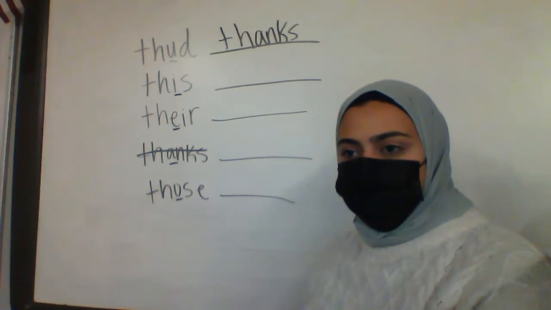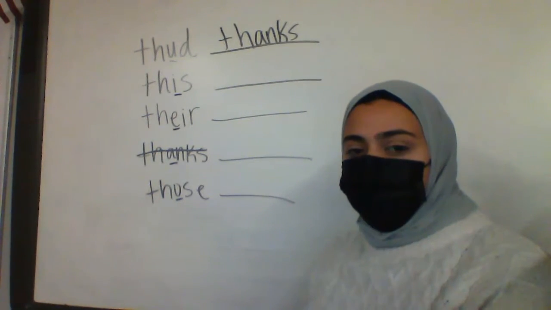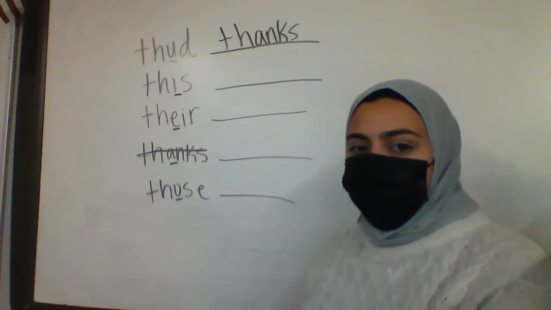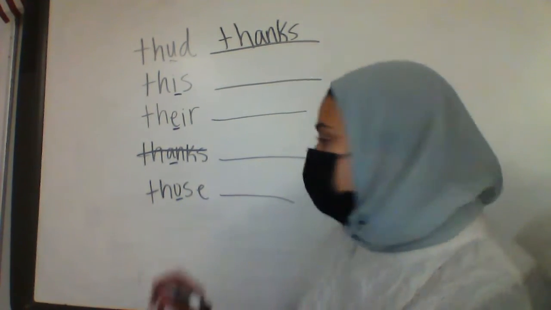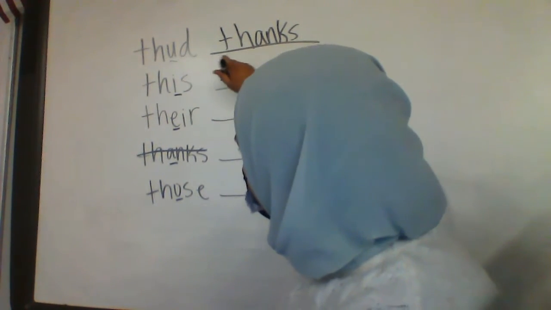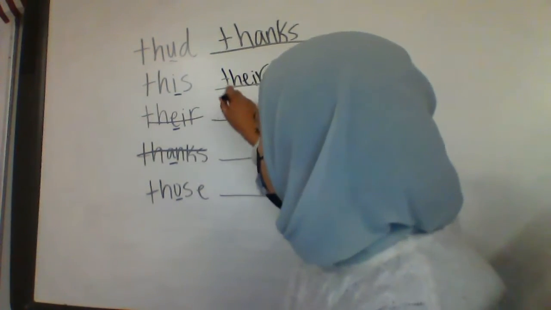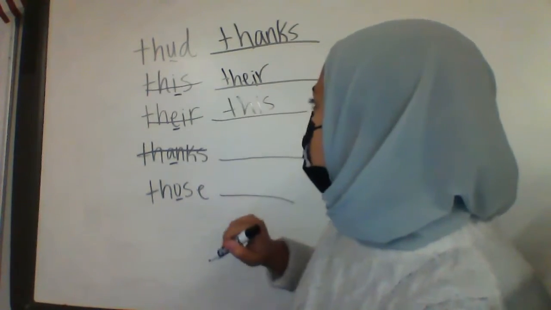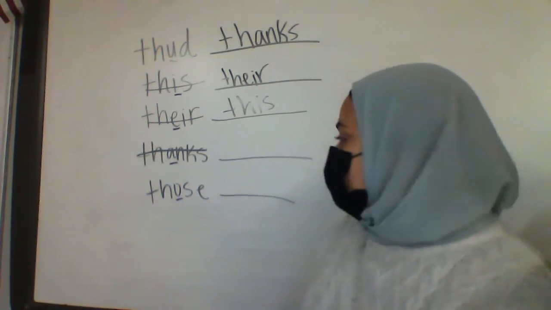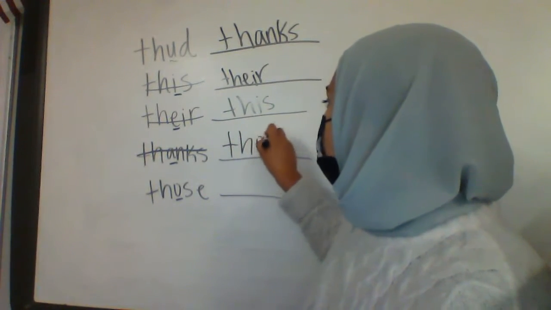Okay, but what word goes next? No, A, B, C, D, E. What is it, guys? There. E comes before I. And then this. Right, class? So there, this. Then what, Dominic? Those. Because O comes before U.